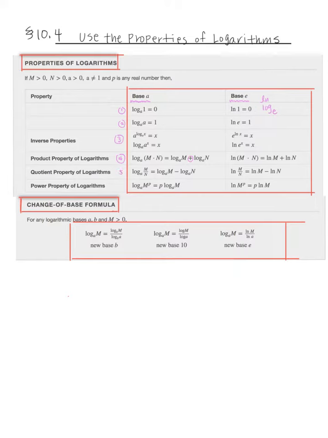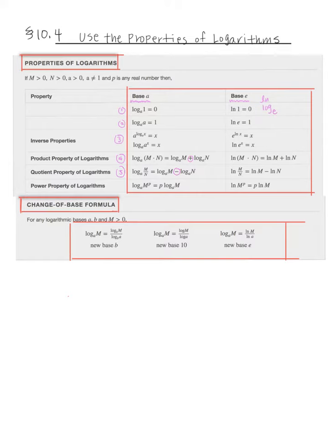Alright, now let's go with property number 5. So we got a log base A of m over n. So we got a division going on. Now what's going to happen is that that's going to equal log base A of m minus log base A of n. So the division becomes a subtraction. And same thing for ln. So if you got ln of m over n, that's going to be ln of m minus ln of n.